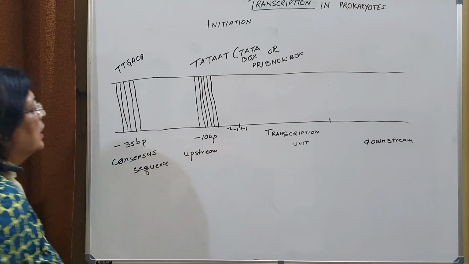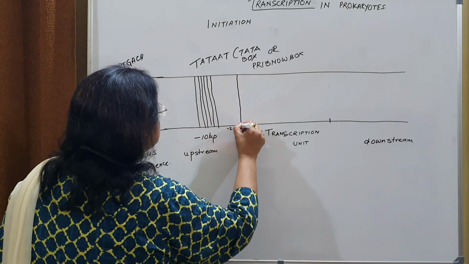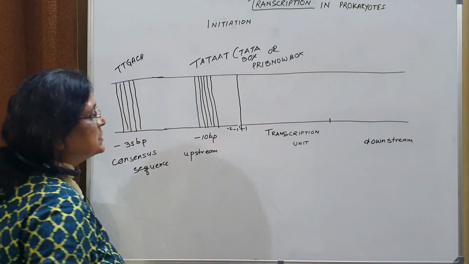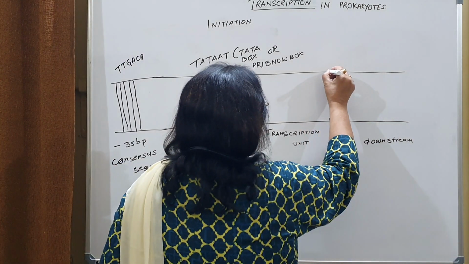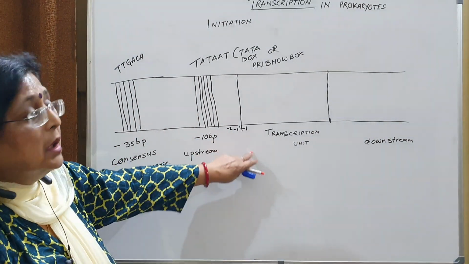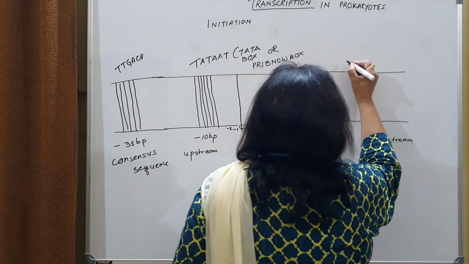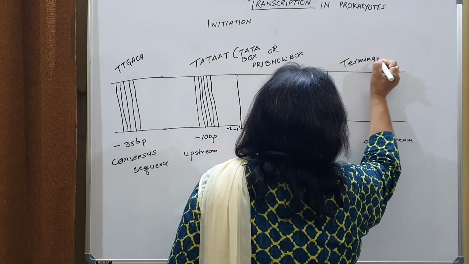So on the upstream, this is the place where transcription will begin. It is the first, +1. Now this is the end portion where the transcription will end, and here we have the terminator.